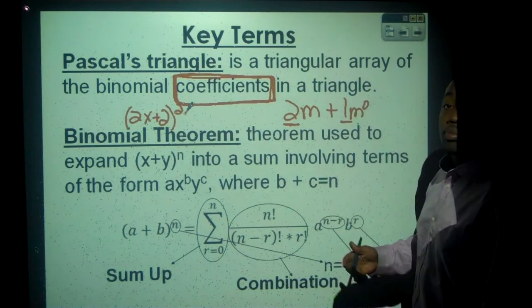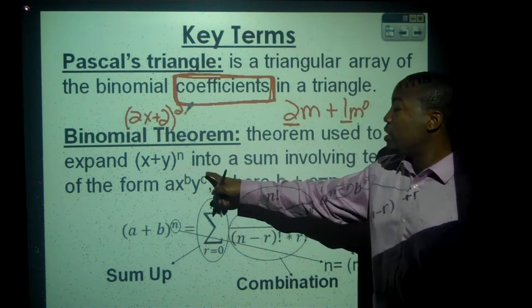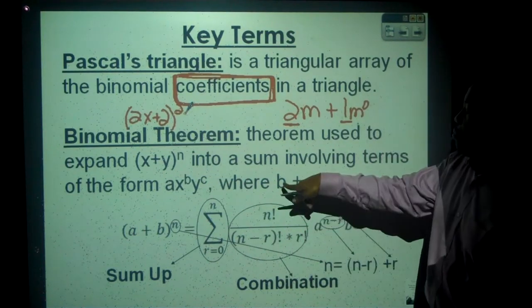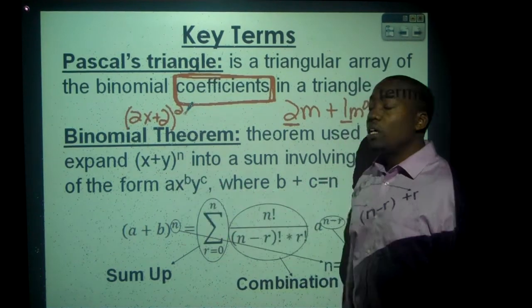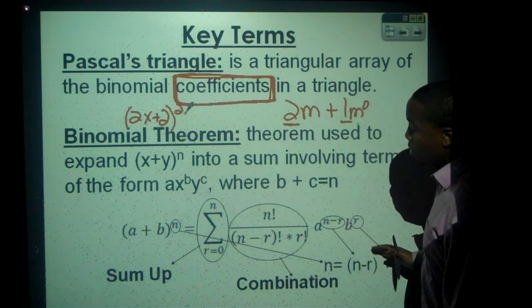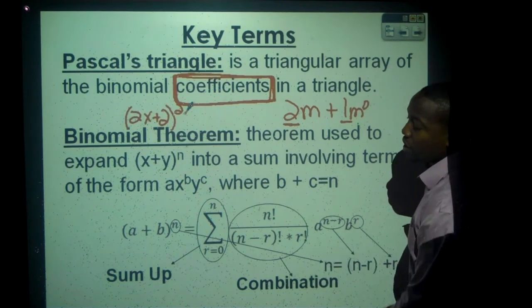And we can make a sum involving terms of form ax to the b, y to the c, where b plus c is equal to n. Now this b plus c, which is very important, is always going to equal n. So b plus c is going to add up to be n. Now of course this formula looks really, really scary, but we're not going to really be using this formula, but I want you to understand what this formula actually says.